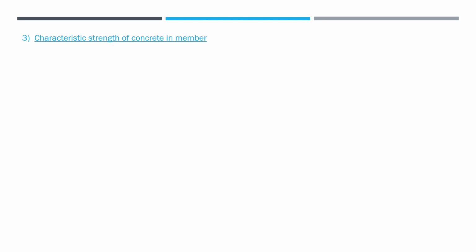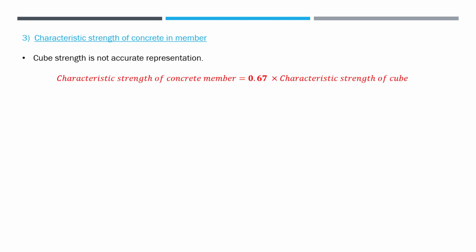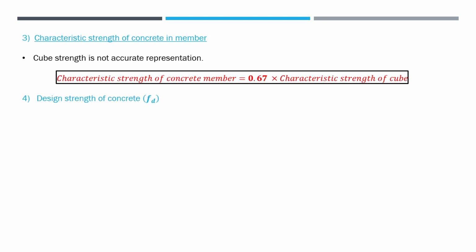Next is characteristic strength of concrete in member. The strength of a concrete cube does not truly represent the strength of concrete in the member. This is because of some factors we have discussed above, namely the shape effect, the size effect, the prism effect, which is called the h/d ratio effect, state of stress in the member, and the casting and curing conditions. Therefore, taking this into consideration, the characteristic strength of the concrete member is taken as 0.67 times the strength of the concrete cube.